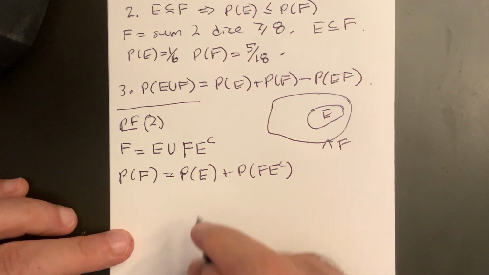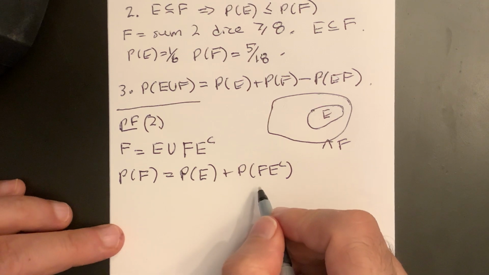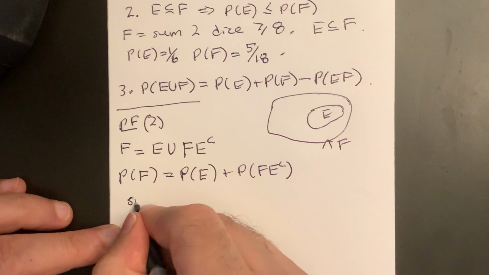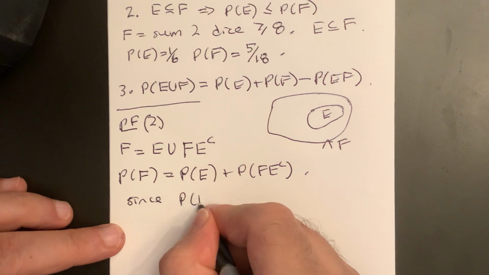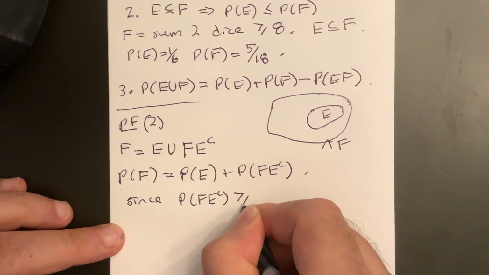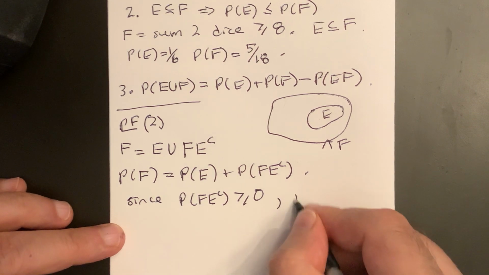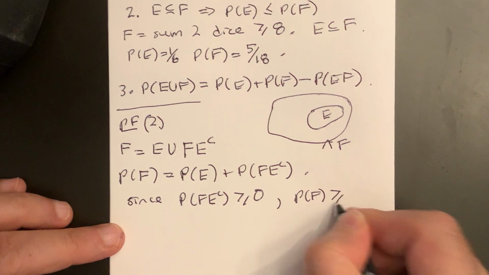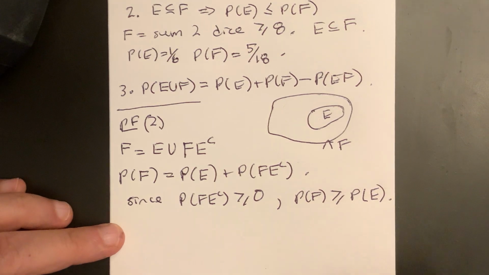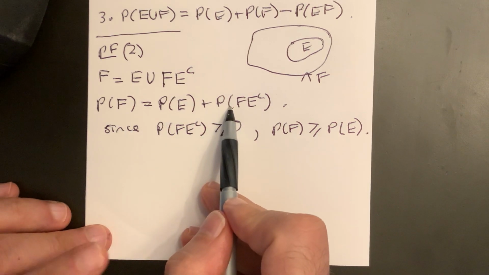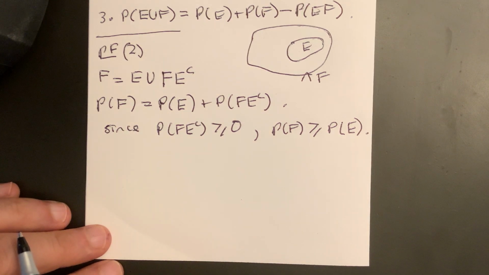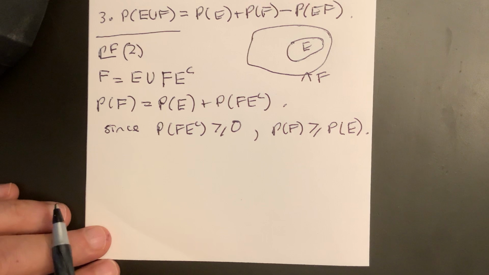Okay, but this is greater than or equal to 0, right? So we have P of F must be greater than or equal to P of E. Probabilities can't be negative, otherwise it wouldn't prove it. But this is not less than 0, so P of F must be greater than or equal to P of E.